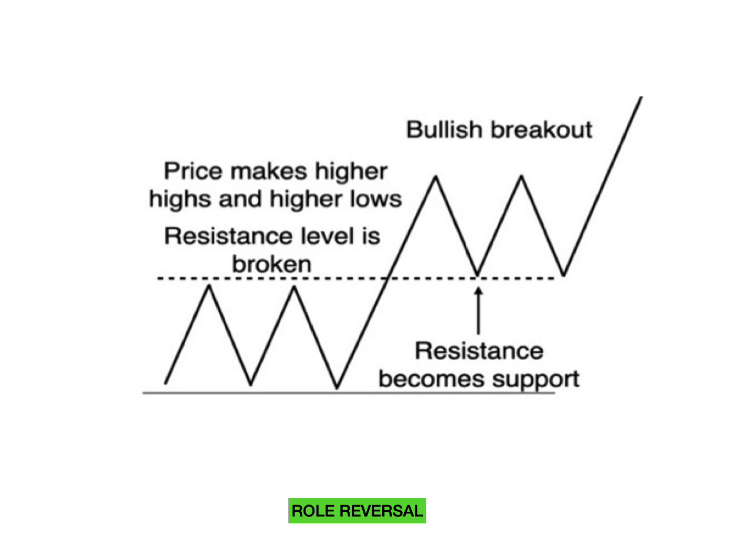In a sideways market, the bulls and the bears are moving within the trading range. However, inevitably, one of the two will emerge stronger. When the bulls are strong enough to push price up past resistance, a bullish breakout happens. The previous resistance becomes the new support. There is a role reversal.